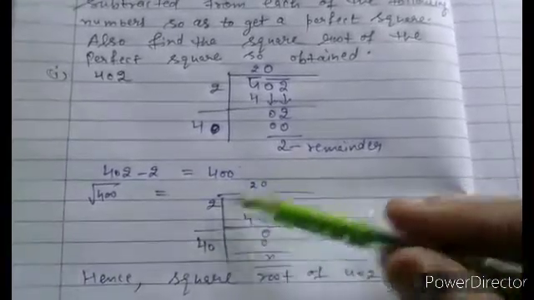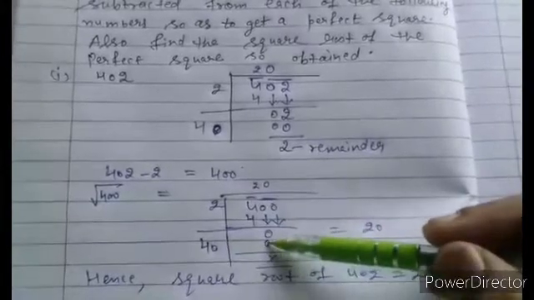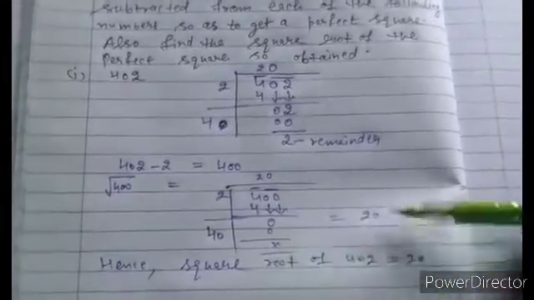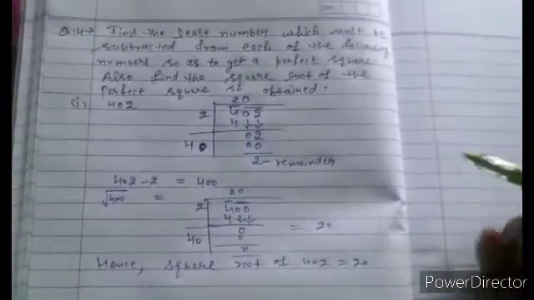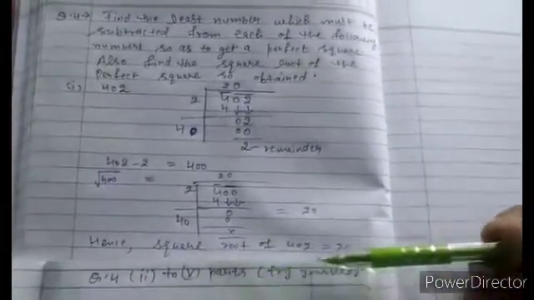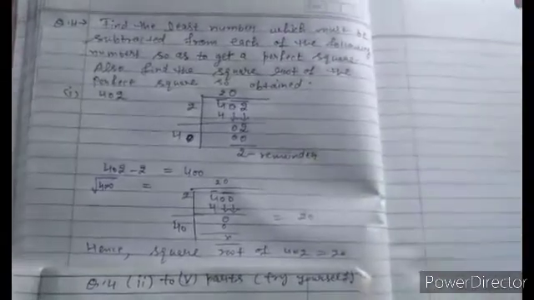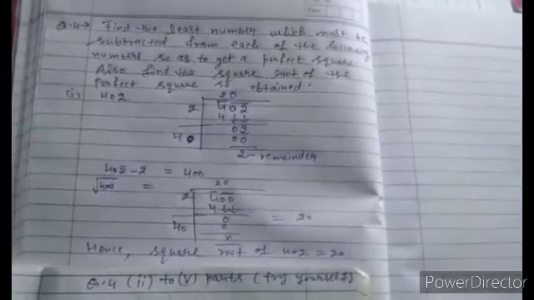2 2s are 4, and 2 plus 2 is 4. Now 0 with 0 we will multiply, then 0. So it will be crossed. Now 20. Hence the square root of 400 is 20. So this is question number 4 first part. Question number 4 second to fifth parts you can try yourself with the same procedure as we have discussed in the first part of question 4, exercise 6.4.